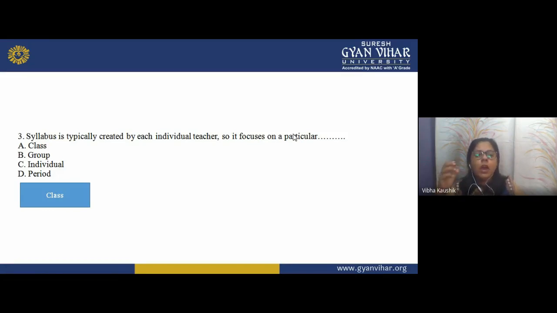So when a teacher is creating a syllabus for a particular subject, means when he is creating a syllabus for mathematics for class 6, then he should focus on a particular class, means he should focus on class 6 students while he is designing or formulating the syllabus for class 6 students of mathematics.